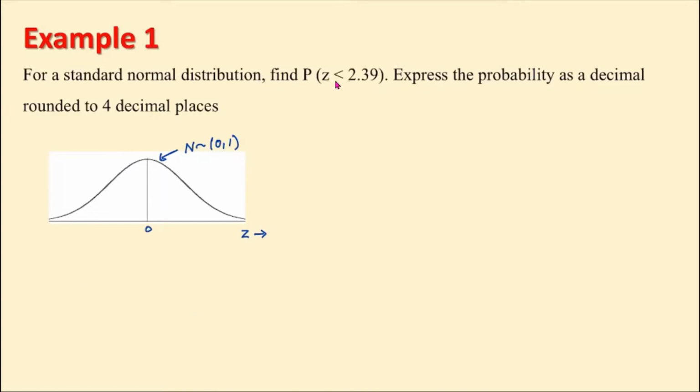And here, we want to find the probability that z is less than 2.39. So 0 is here, so 2.39 should be somewhere there. So we can draw that over here. You can draw a vertical line there and then represent that z value of 2.39. And we want the probability that the z-score is less than that value. So when we say probability, probability is the same as the area to the left here because we are looking for z less than. So we are looking for this area. So let me show you the area here. Like that.